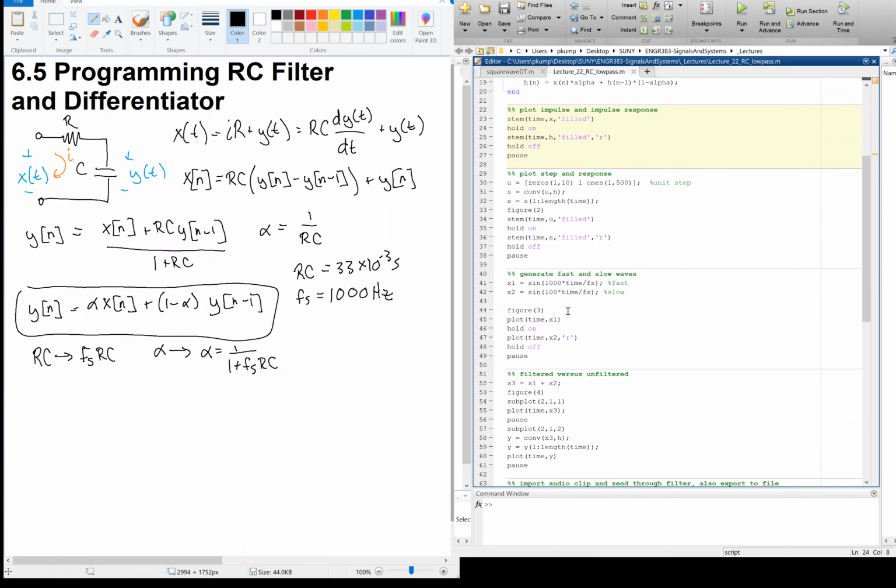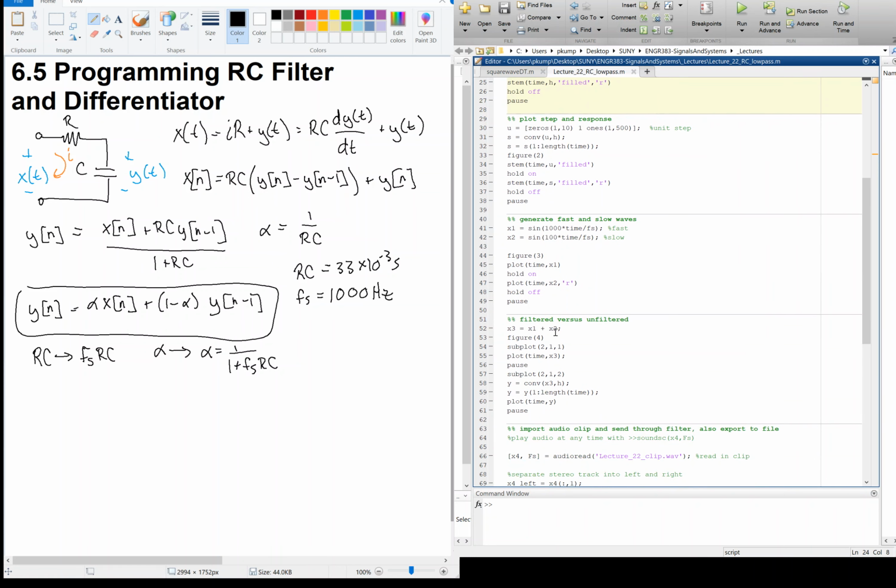Next, I'm going to show you one of the uses of this circuit, and that is, for example, to filter out unwanted frequencies like those received from an antenna. So here, I'm going to generate a fast and a slow oscillation. x1 is a 1000 hertz signal, and x2 is a 100 hertz signal. The idea is that our antenna, we're going to simulate an antenna, is going to receive both of those things, and we're going to try to remove the high frequency and just keep the low frequency of 100 hertz. Perfect for a low pass filter. So I'm going to make some waveforms here.